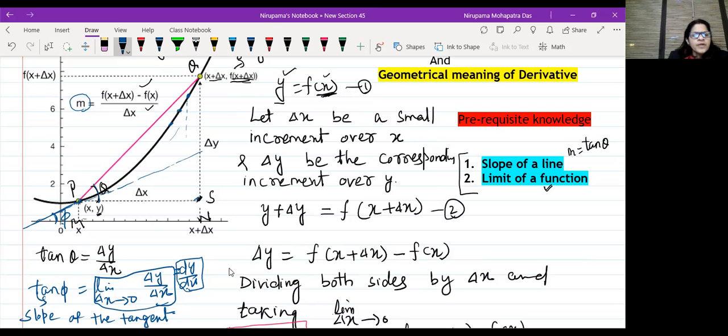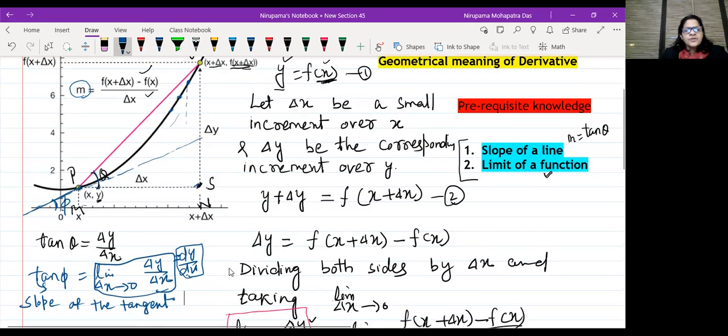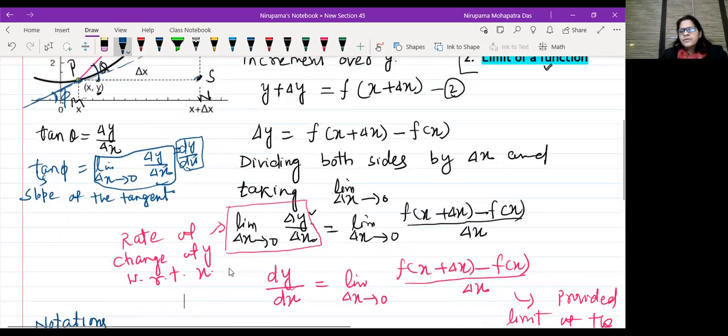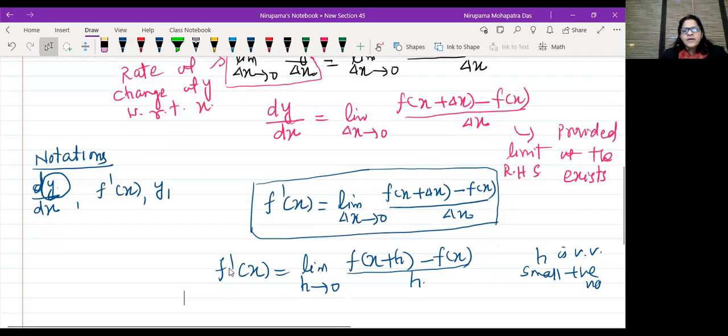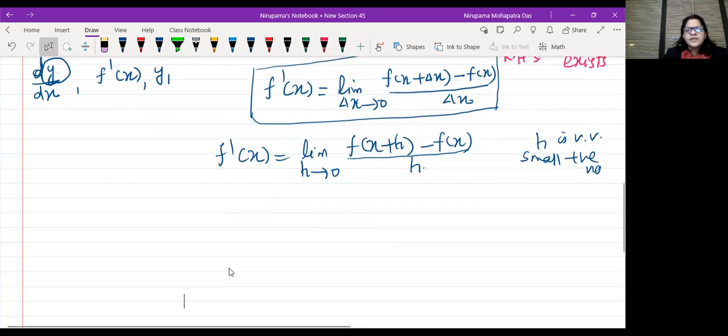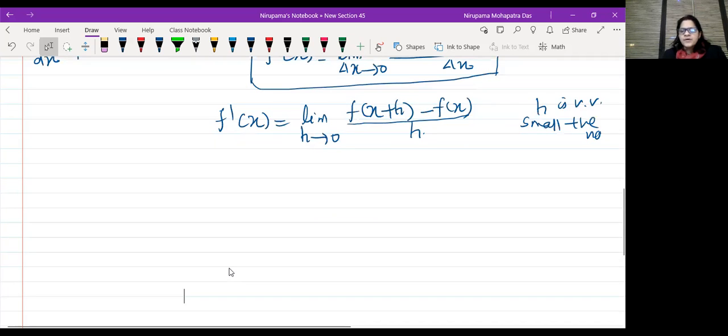So the slope of the tangent to the curve at P equals the derivative of the function at P. You got to know two things. One is finding the derivative from first principle, which requires complete knowledge of limits. The other is that whenever you write the derivative of the function, dy by dx, that is basically the slope of the tangent to the curve at that point. So two things we have studied.